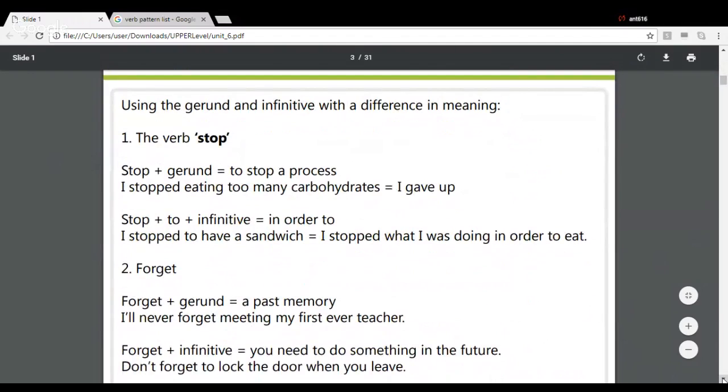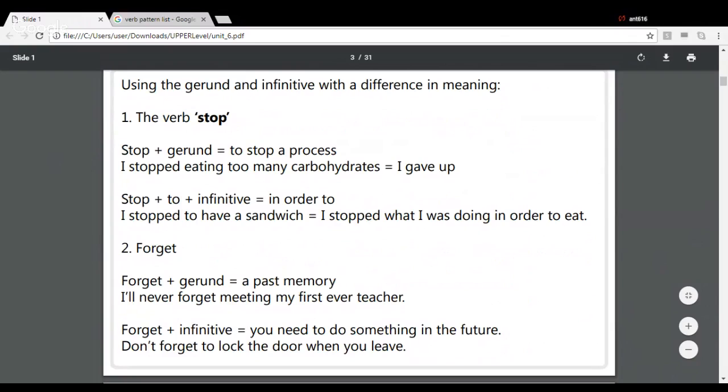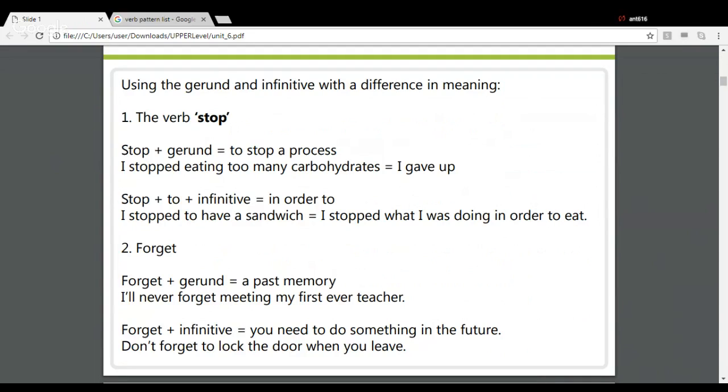And these are the ones with a different meaning. Okay, so we're first going to look at the verb stop. Ken, I'd like you to read until "in order to eat." Stop plus gerund equals to stop a process. I stopped eating too many carbohydrates, equal to I gave up. Stop plus to plus infinitive equals "in order to." I stopped to have a sandwich, equal to I stopped what I was doing in order to eat.